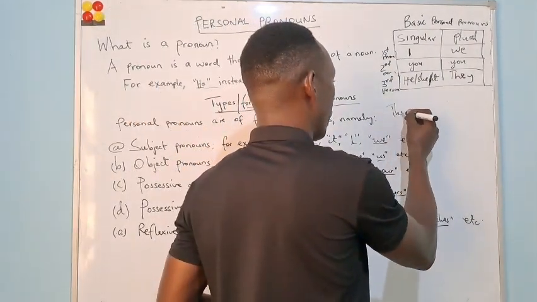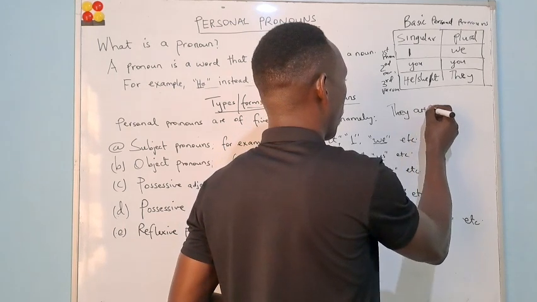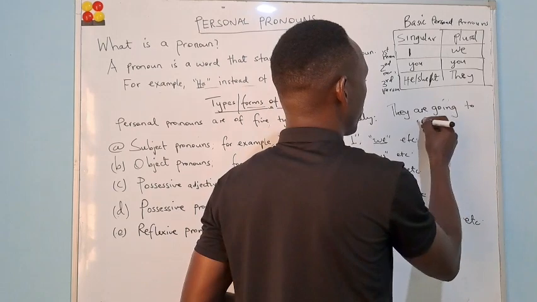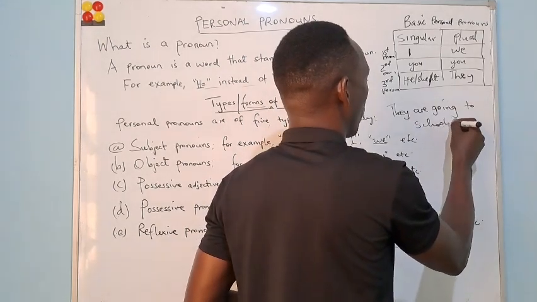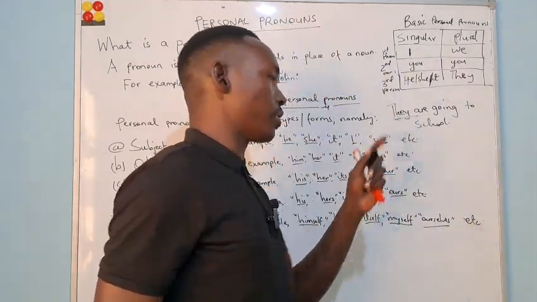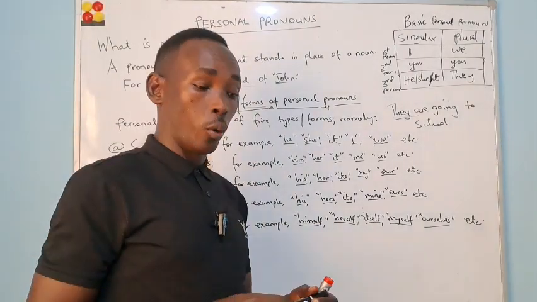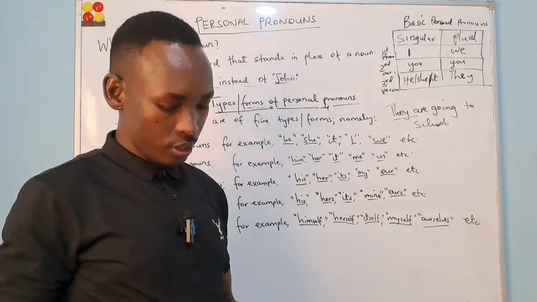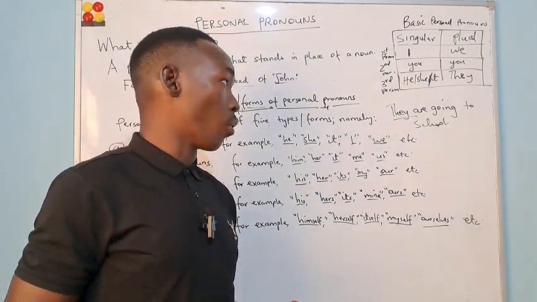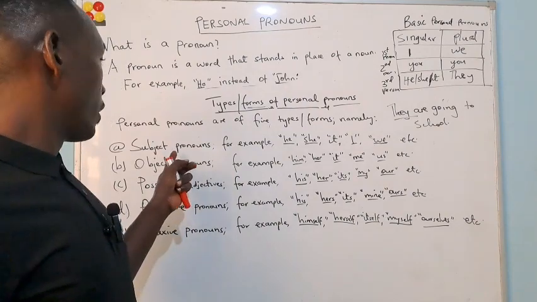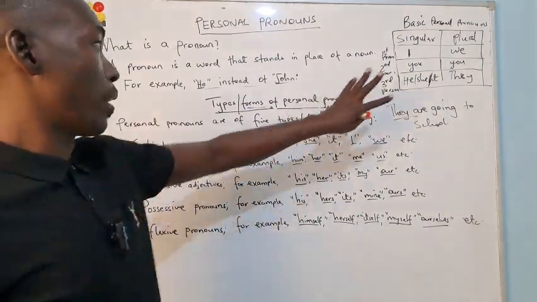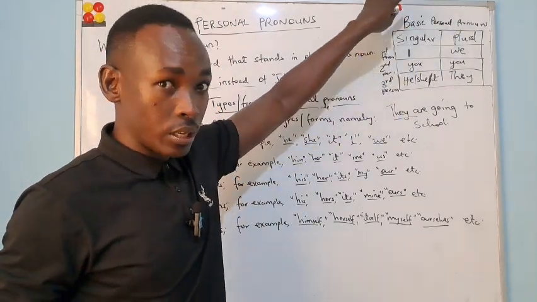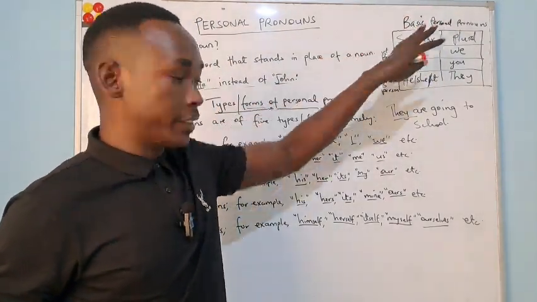They are going to school. So this is the subject, the doer of the action. Maybe they are students. Maybe they are teachers. So they are going to school. So subject pronouns are these basic ones. They are the ones used as subjects of the sentences.